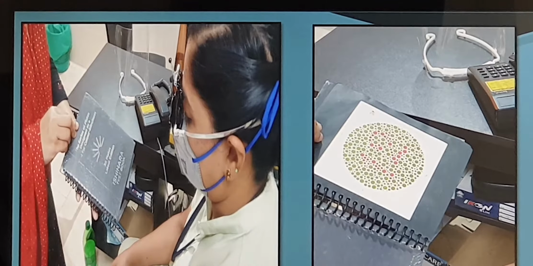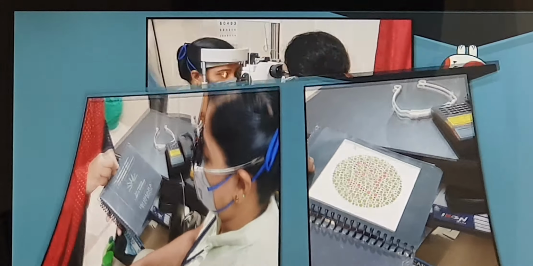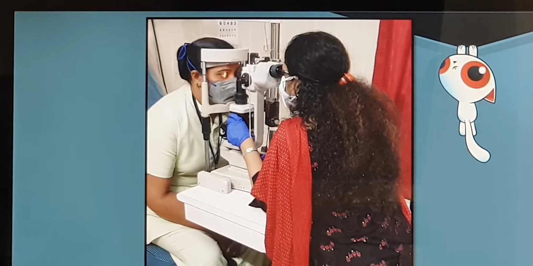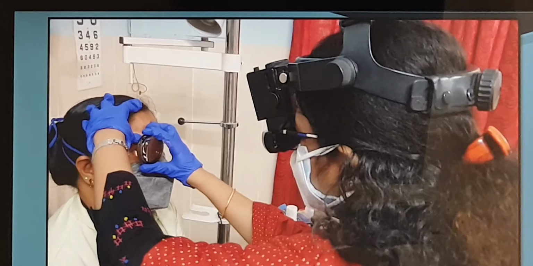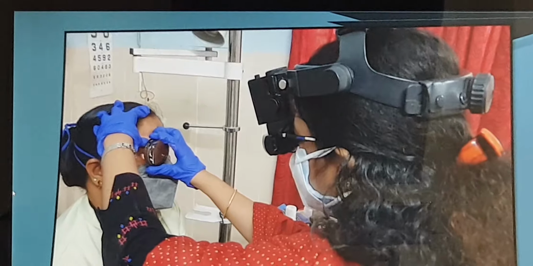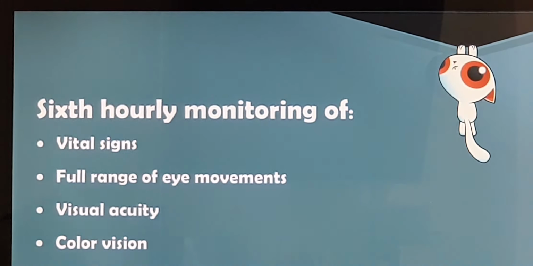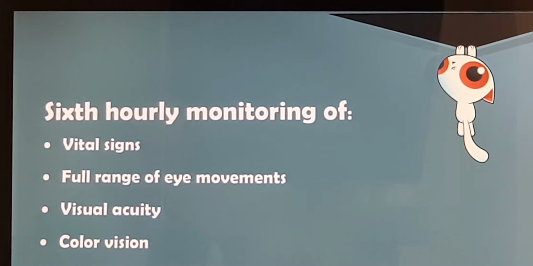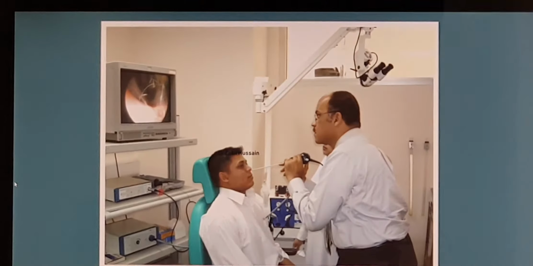So color vision has to be checked with Ishihara's chart, and at the same time they'll have a look with the slit lamp also, and the most important being fundoscopy. This is very important, especially in the last two stages, orbital abscess and cavernous sinus thrombosis. So that completes the ophthalmology consultation, and they will give us a few treatment points to be followed, which I shall tell you subsequently.